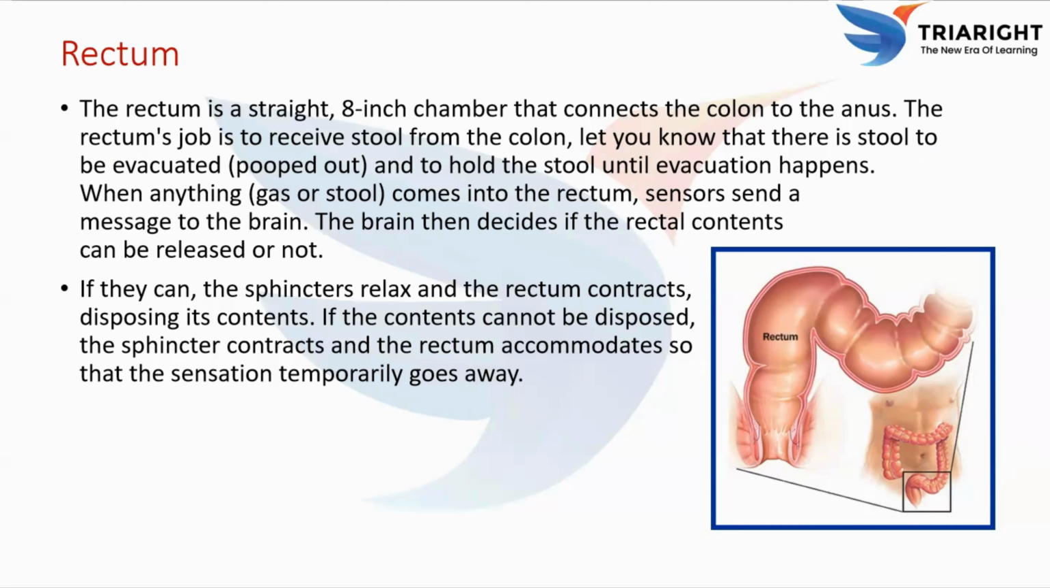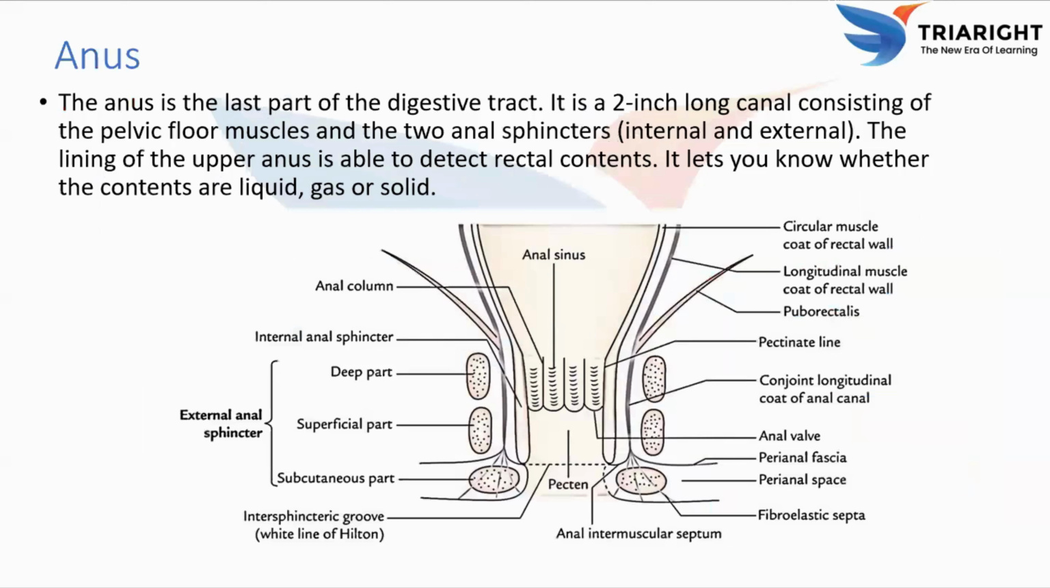If it is not the right time, the sphincters tighten and the rectum relaxes, storing the stool until you are ready to go to the toilet. So this process helps the body control when waste is released, making bowel movements voluntary and convenient, right? And next, after the rectum, the rectum is connected to the anus. The anus is the final part of the digestive system.